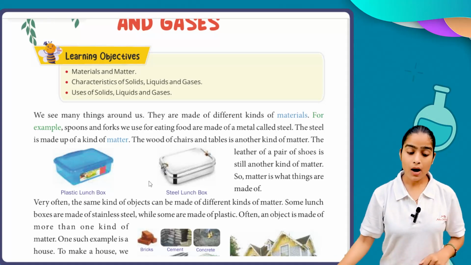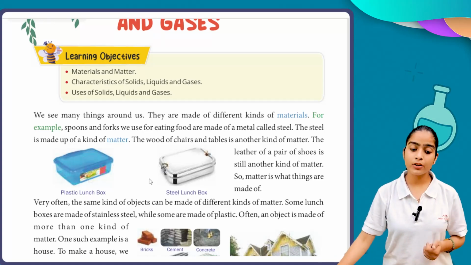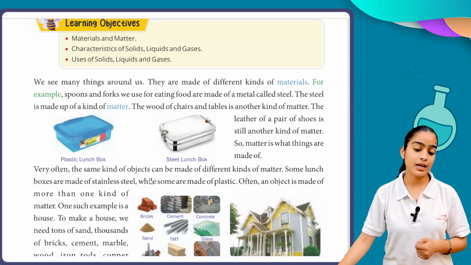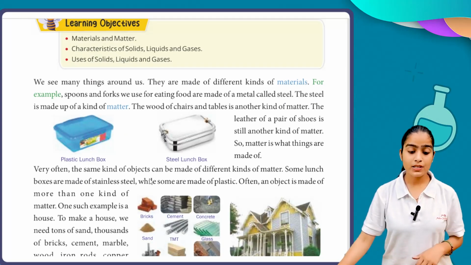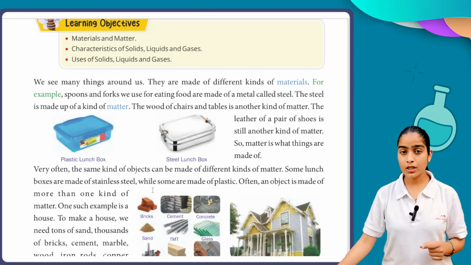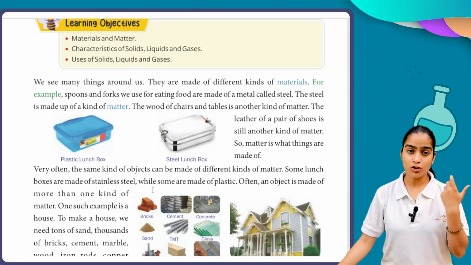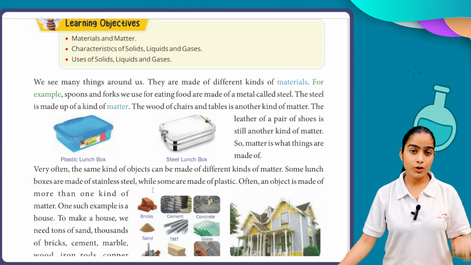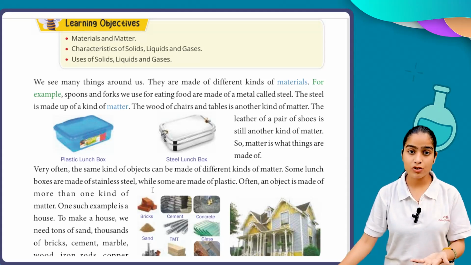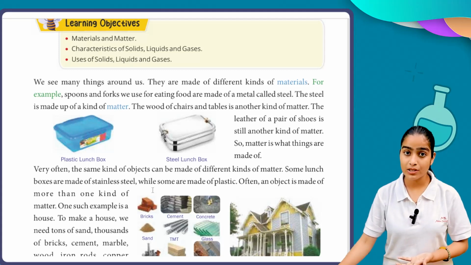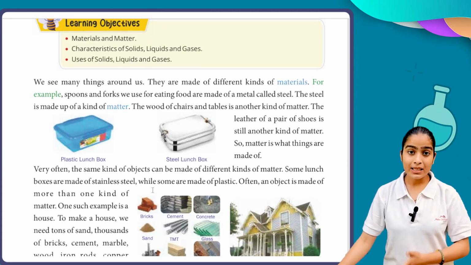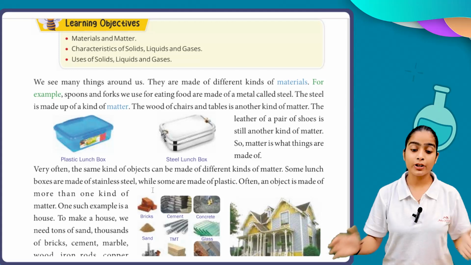Now, very often the same kind of object can be made of different kinds of matter. Some lunch boxes are made up of stainless steel, while some are made up of plastic. We are talking about only a single piece, for example, your lunch box. Here you have your wooden lunch box, here you have your steel lunch box, here you have your plastic lunch box as well. It means the same thing, but we have different kinds of it.